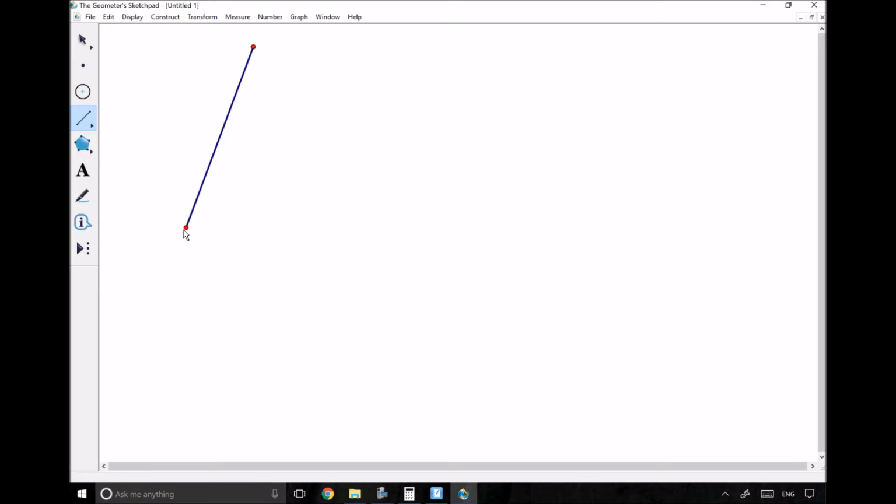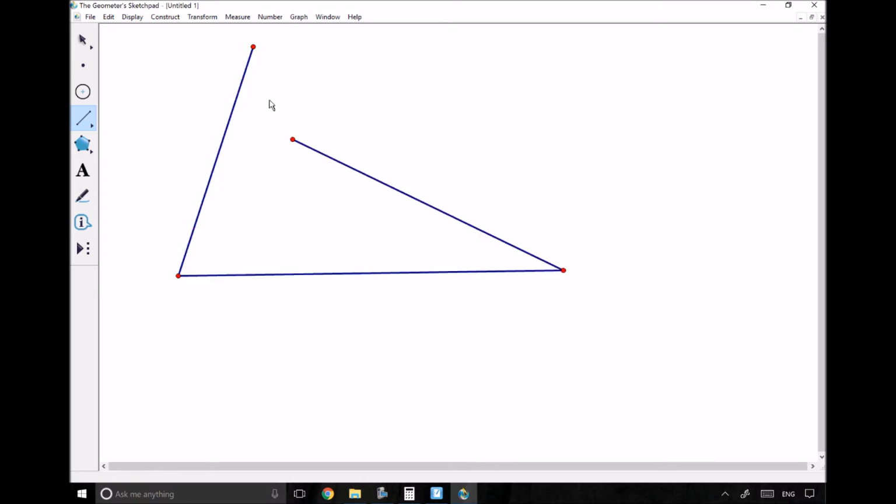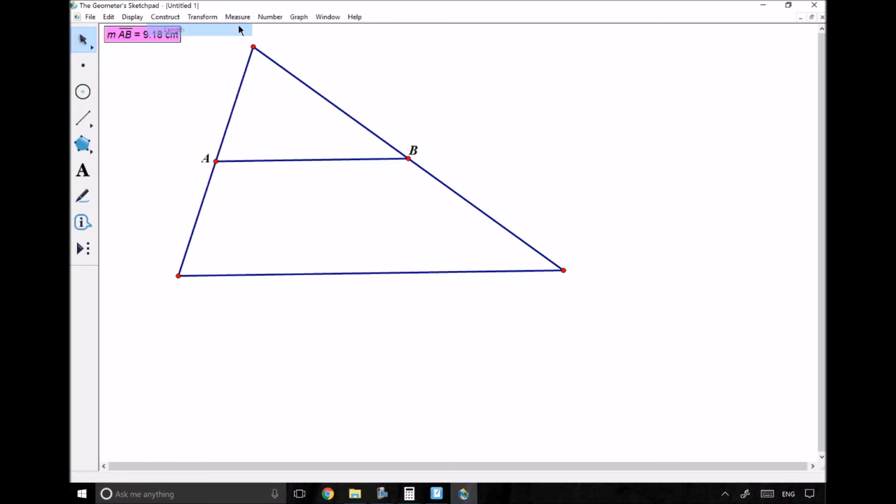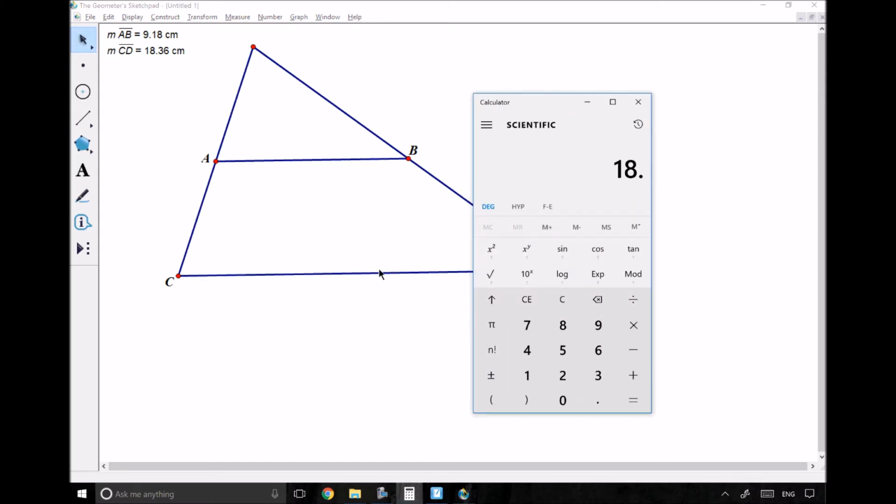I'm going to create a random triangle right here, find the midpoint of my two sides, connect those two points together, and measure to see how long this side is. I get 9.18, and I'm going to compare it to how long this bottom side is. I want to verify that this mid segment is really truly half of the opposite segment. So I'm going to take 18.36 divided by 2 and I get 9.18.